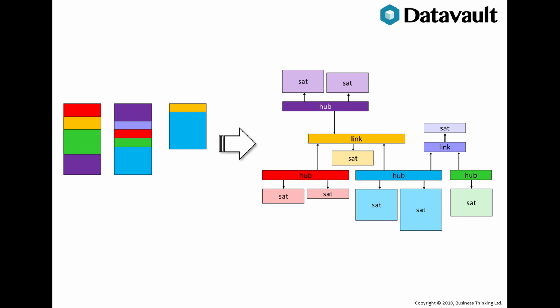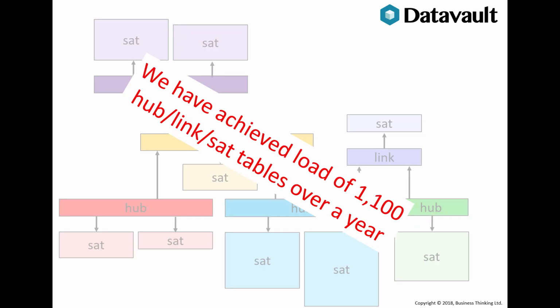This expansion of table count is a feature of the Data Vault method. As all load is driven by metadata, and we use template code to load hubs, links and satellites, we can be quite productive. We have managed load rates of 1,100 tables in a year with one client of ours. It all comes back to data analysis and modelling and getting the mapping right.